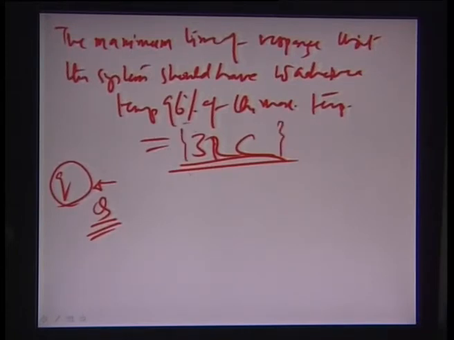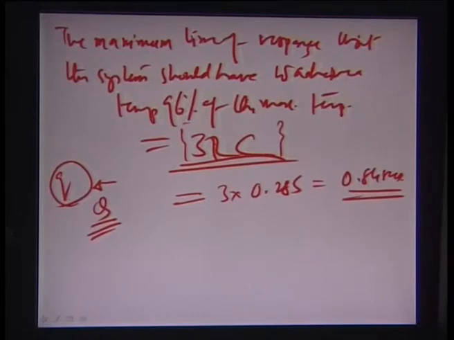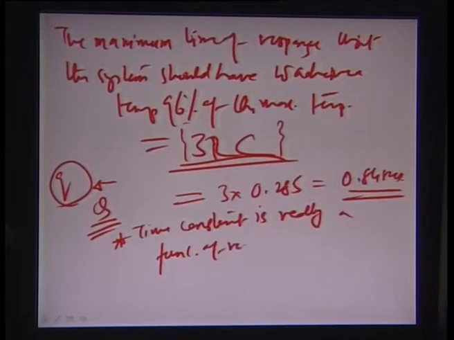So the maximum time that you can allow for the system to ramp up to 96% of maximum temperature in our case is about 3 times 0.28 seconds, which is about 0.84 seconds. The take home message here is that the time constant is really a function of reactor volume. If you can make the volume smaller and smaller, you could make the time constant smaller and smaller, and the volume in turn depends on the dimensions.